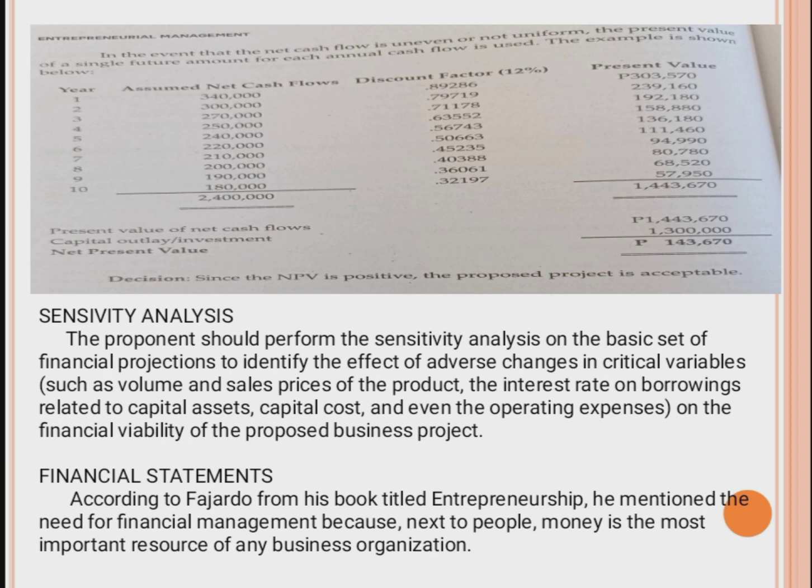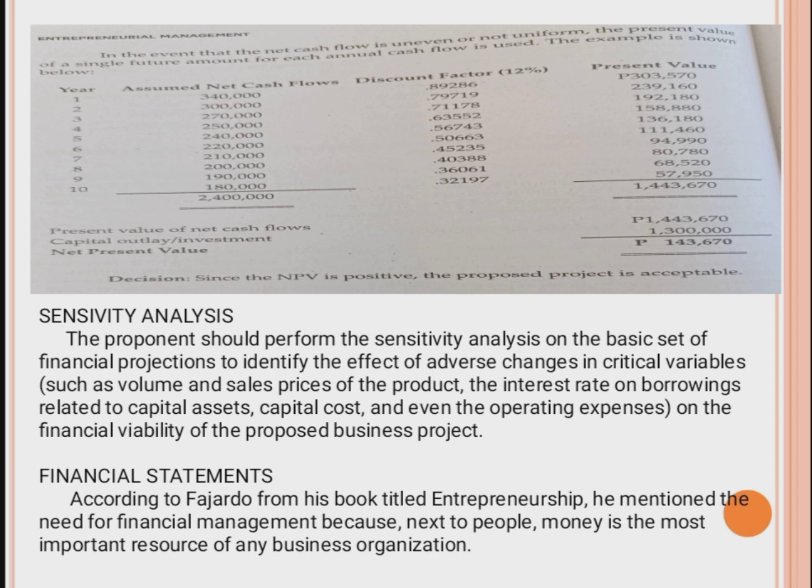Next, the sensitivity analysis. The proponent should perform the sensitivity analysis on the basic state of financial projections to identify the effect of adverse change in critical variables such as volume and sales price of the product, the interest rate on borrowings related to capital assets, capital costs, and even the operating expenses on the financial viability of the proposed business project. Next, financial statements.